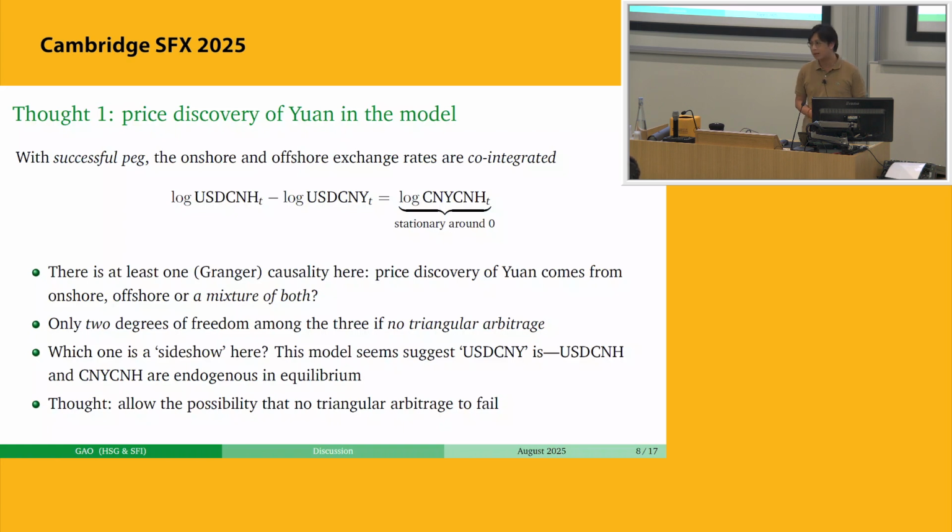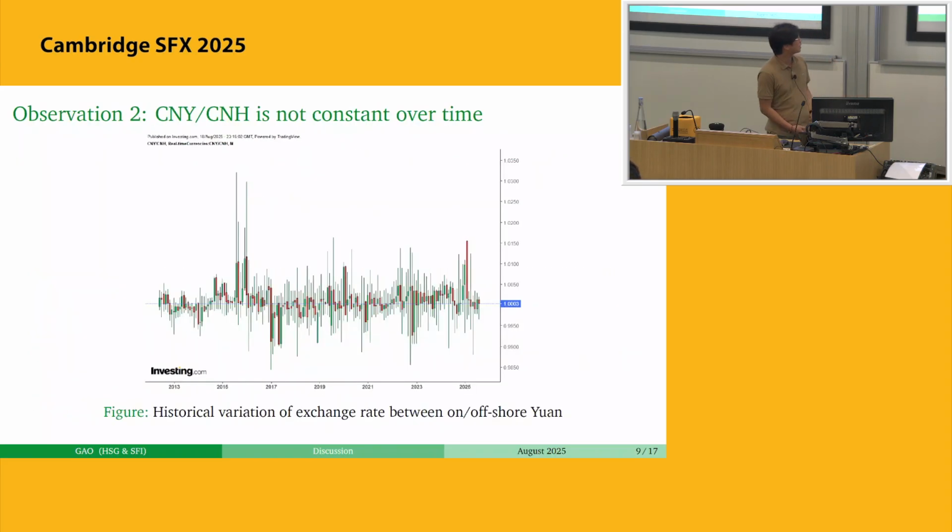So I think maybe an alternative for the authors is probably just to allow the possibility that triangular arbitrage can fail in these settings. Then you could have a model that allows you to endogenize these three exchange rates, and then you could have a say about the relative pricing power onshore and offshore.